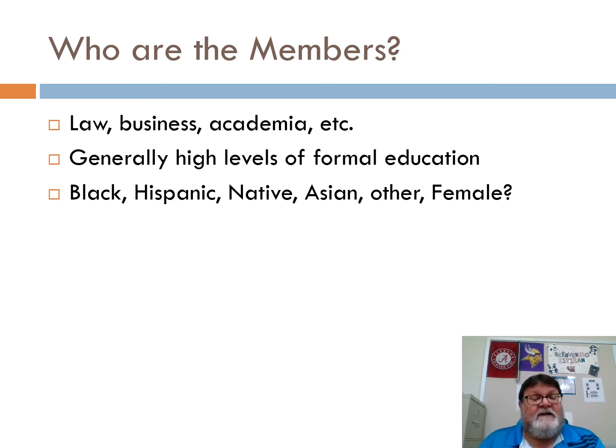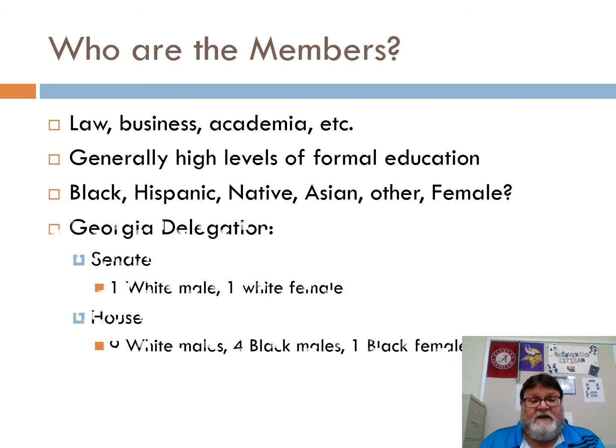But it is worthwhile at least to point out what Georgia is. So let's look at the Georgia delegation. For the Senate delegation, there's 1 white male and 1 white female. And for the House, there are 9 white males, 4 Black males, and 1 Black female. And that's the way it sits right now. This may change after the election in November. We will have to see what happens for each of those. It might change. Who knows?